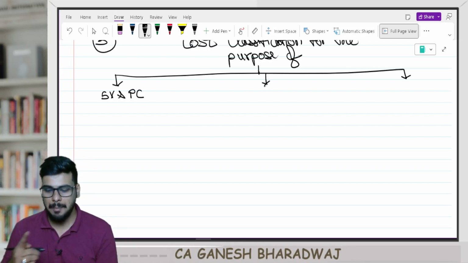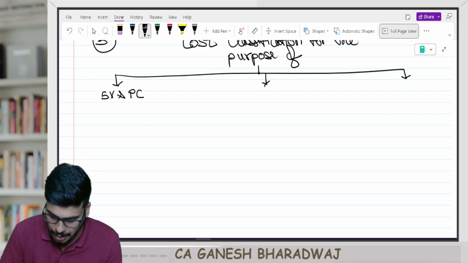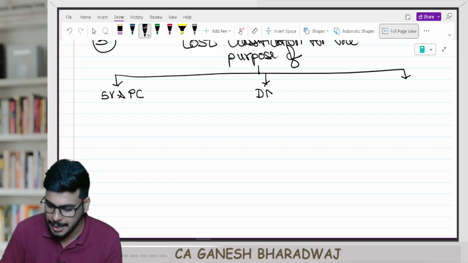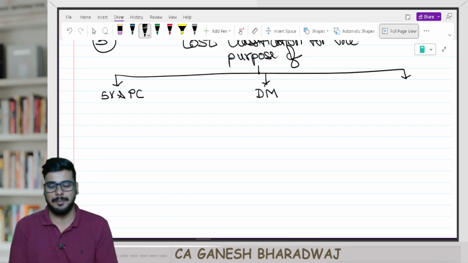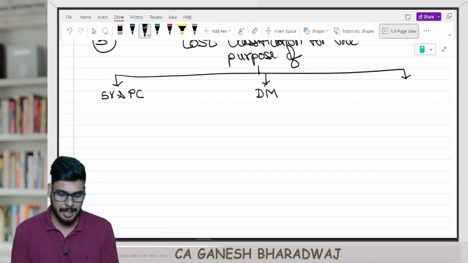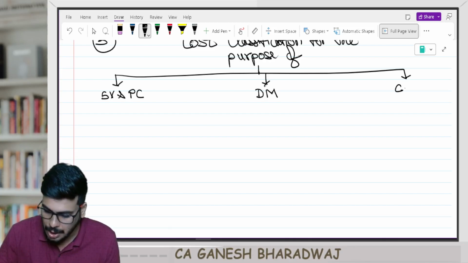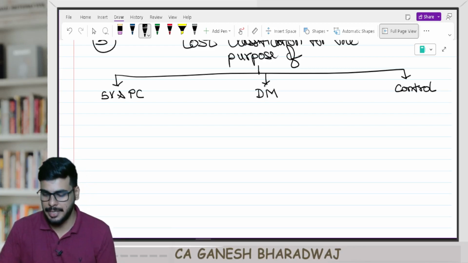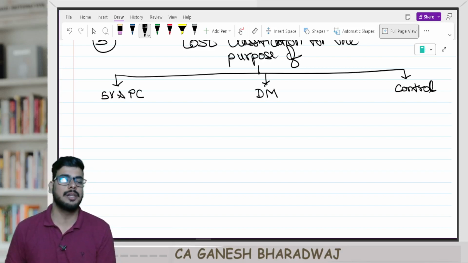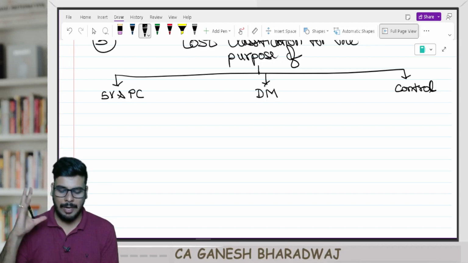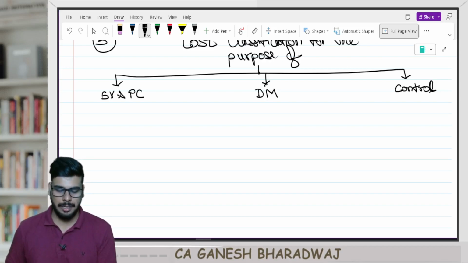Done. Middle, the second side of the chart, write down decision making. Write it in caps. Decision making. And the third side, the third branch of the chart, write down control. Write it in caps, please. Write down CONTROL. Yes, stock valuation, profit computation, decision making, control.